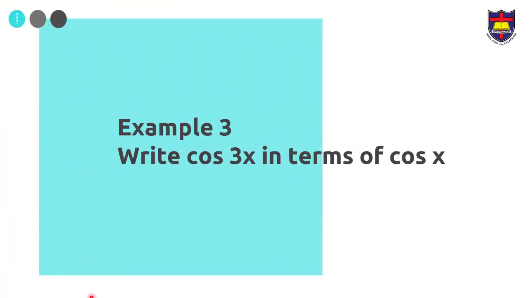Now we have example 3. Write cos 3x in terms of cos x. Let's get started. Okay, we solve example 3 like this. We separate cos 3x into 2x plus x, and we use cos alpha plus beta, which is cos alpha, here alpha is 2x, cos beta minus sin alpha, sin beta.